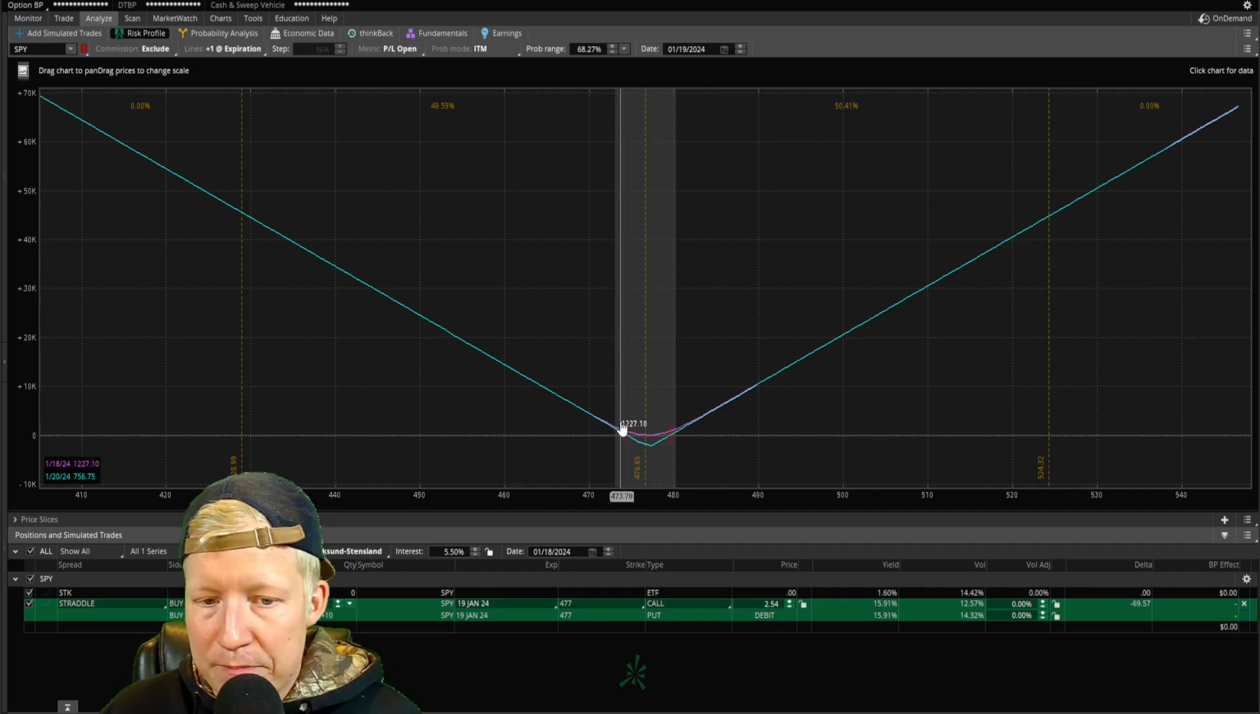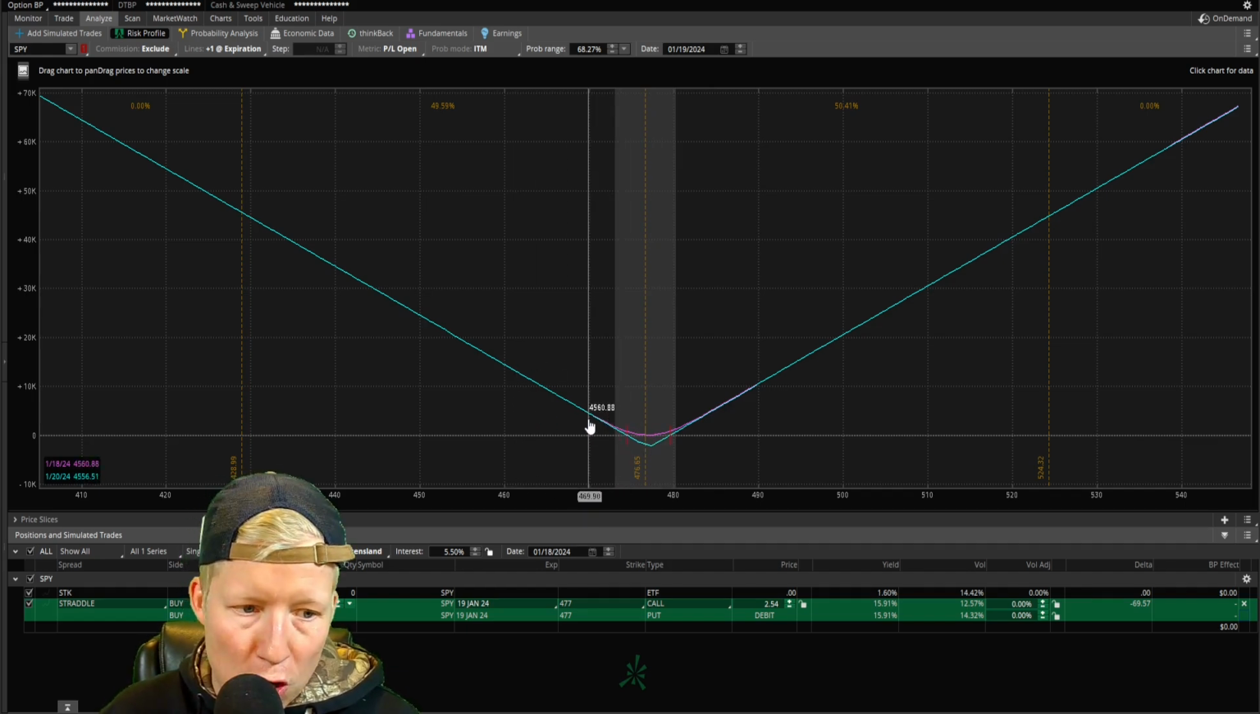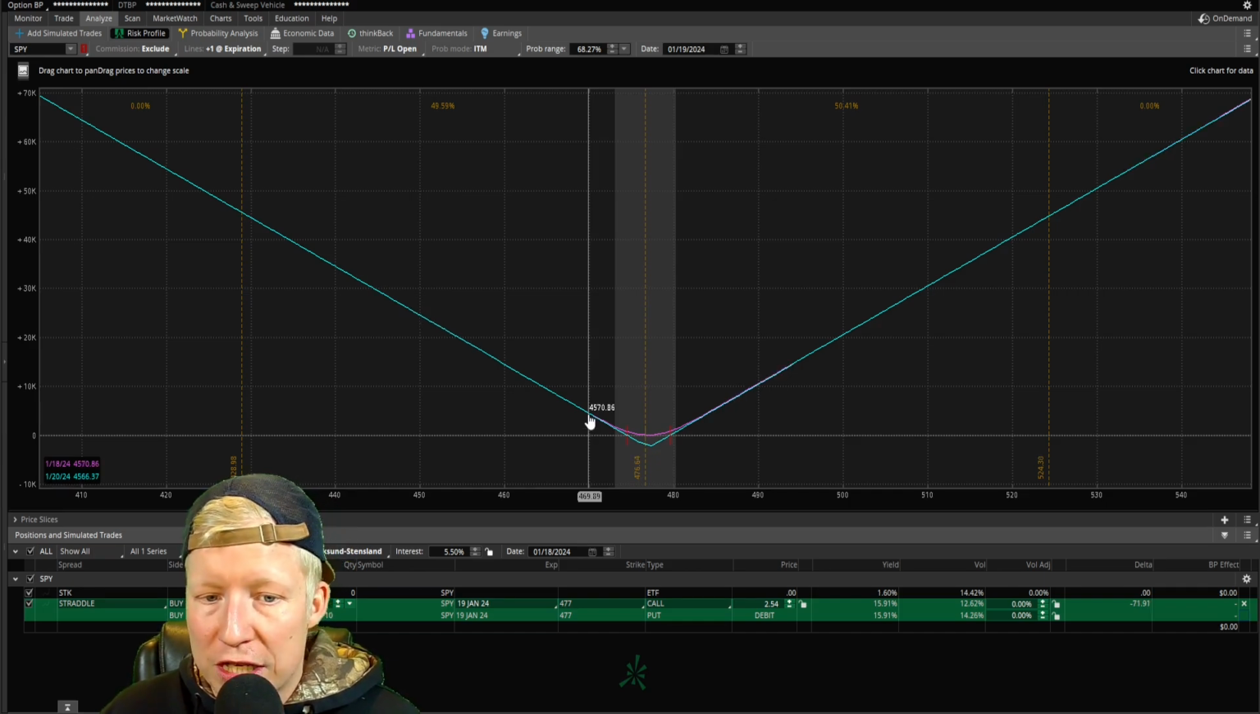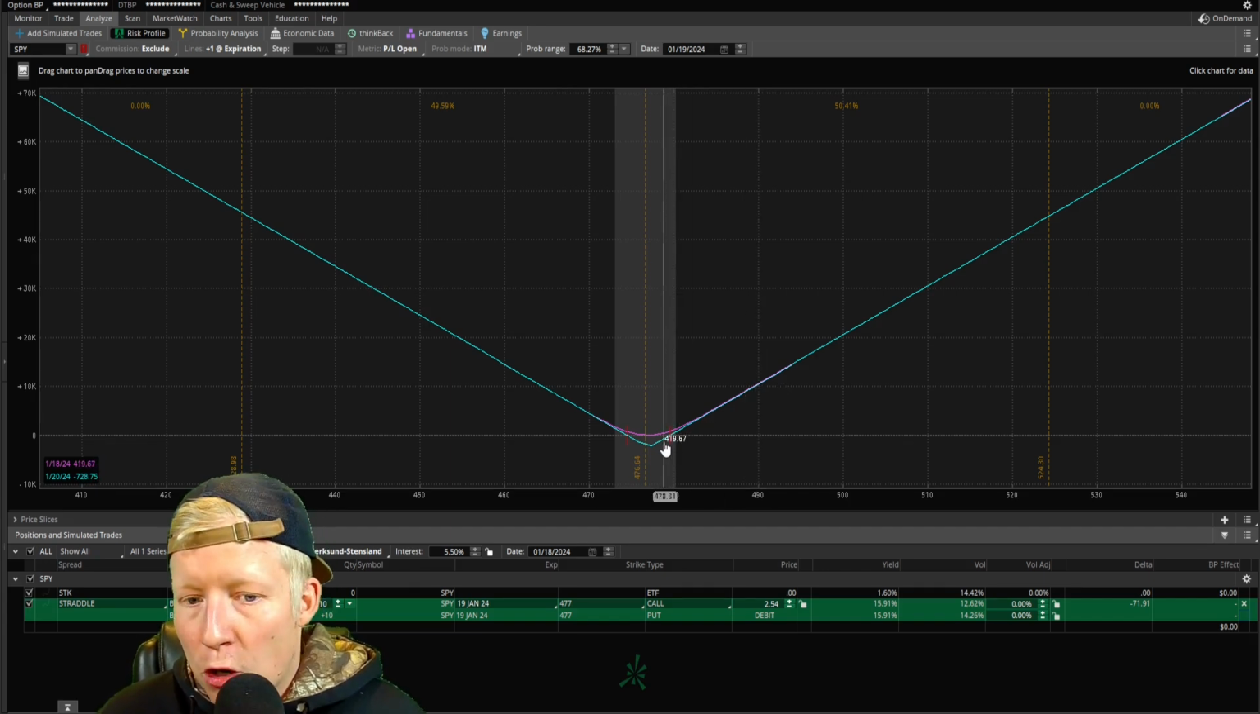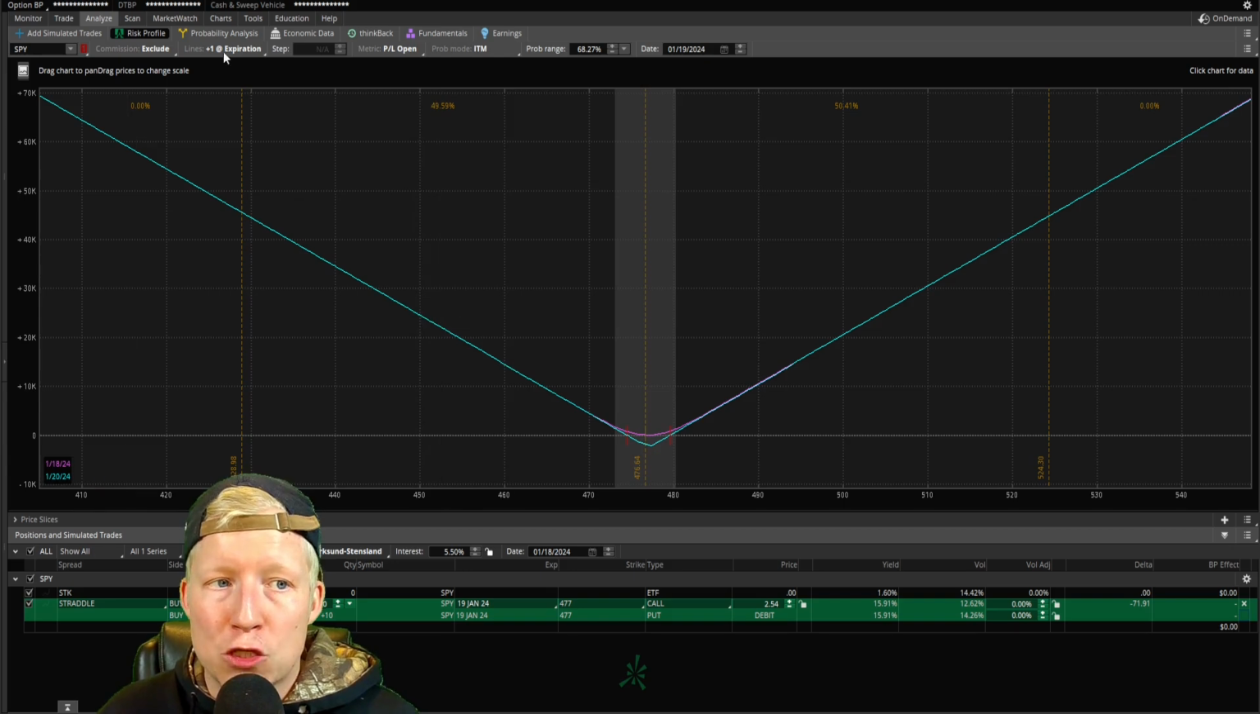And you can see, hey, if SPY goes to 470 tomorrow, I'd make $4,500, right? Or if it goes to 490, I'd make over $10,000. Is either one of those things going to happen? No, probably not. But in this risk profile, you can come in and play with a lot.